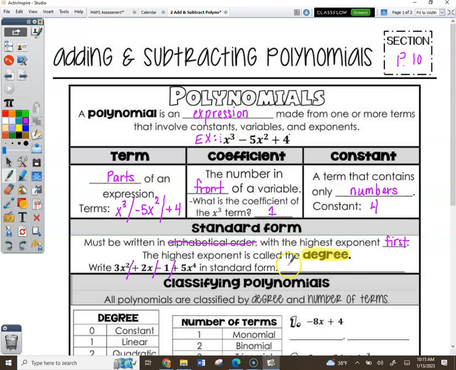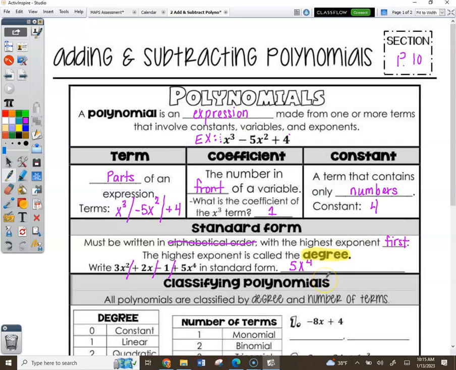Do I need to put the plus sign since it's moving to the front? No. You only put the sign if it's a negative when it's in the front, right? All right, so 5x to the 4th would go in the front.